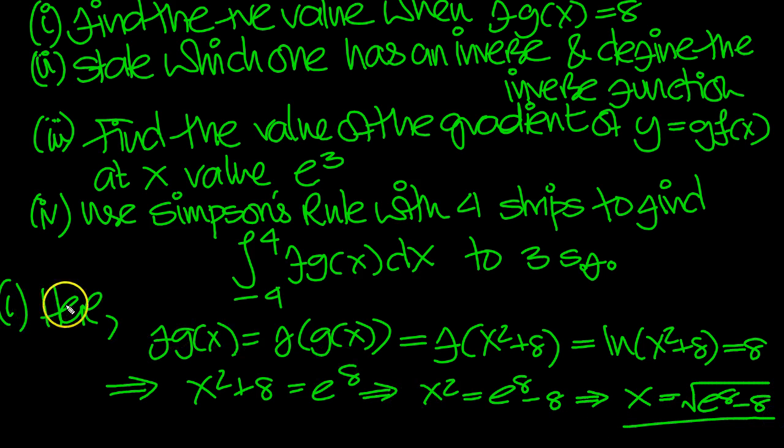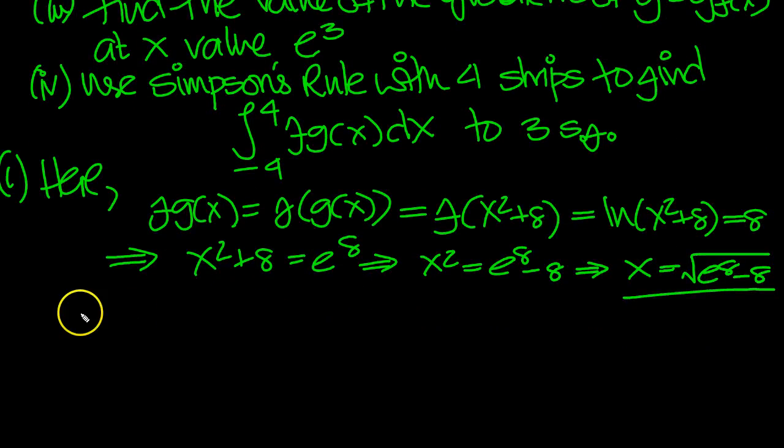So that's part 1. Part 2, state which one has an inverse. So we just have to state that and define the inverse function. Well, we know that quadratic is a U-shaped curve, so it's not 1 to 1. So the log function will be the one that has an inverse. So f of x equals log x has an inverse.